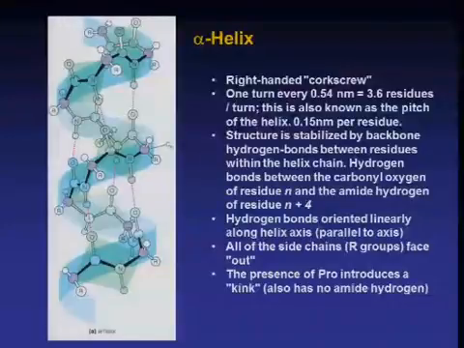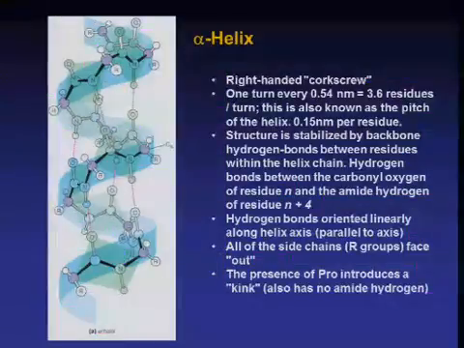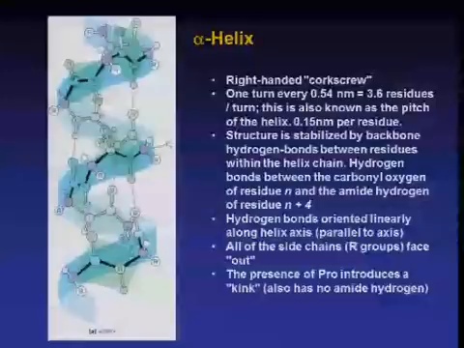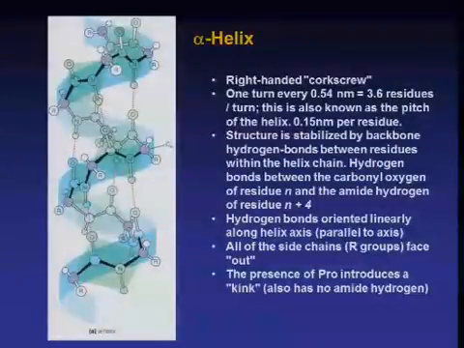Right? So the hydrogen bonds involve this carbonyl oxygen of residue N, and then as you go around the helix a little bit more than one turn, the amide hydrogen of residue N plus 4. So you see these dashes. Those are all hydrogen bonds that are stabilizing the helix, and all of these hydrogen bonds are in the same axis as the helix. Okay? When you look at the R groups, they turn out to be all projecting out away from the helix.